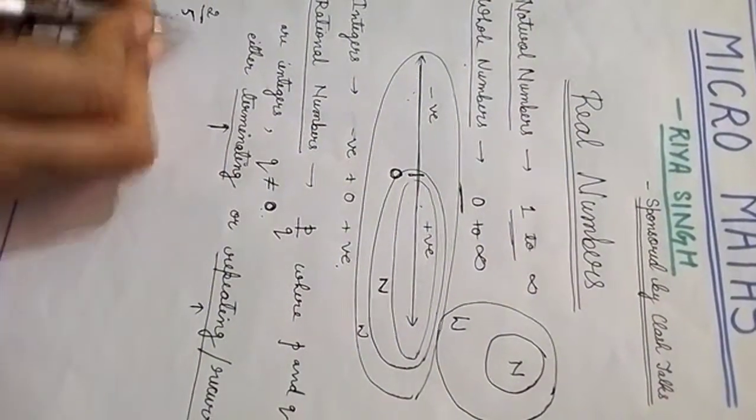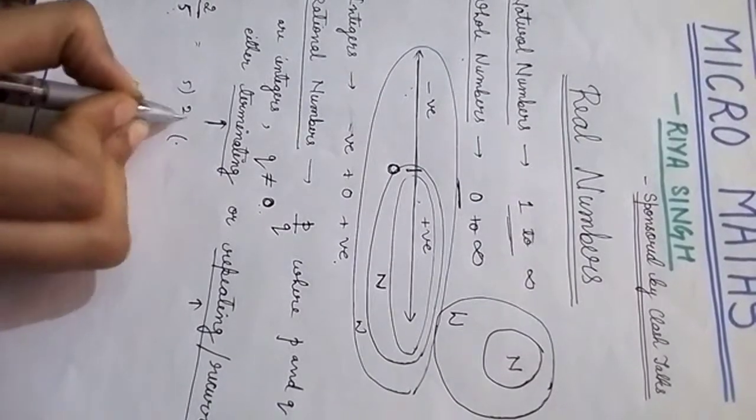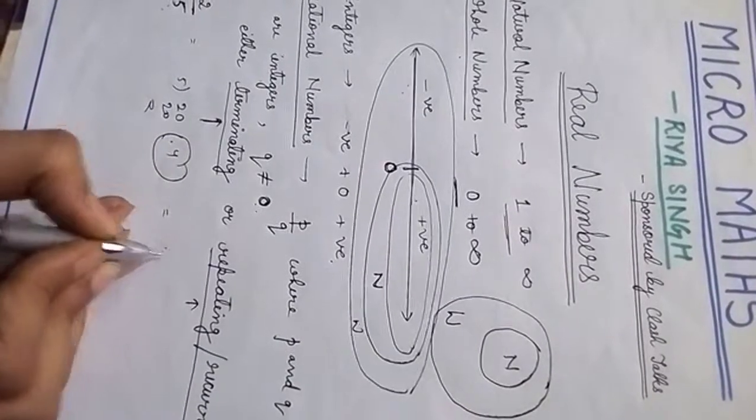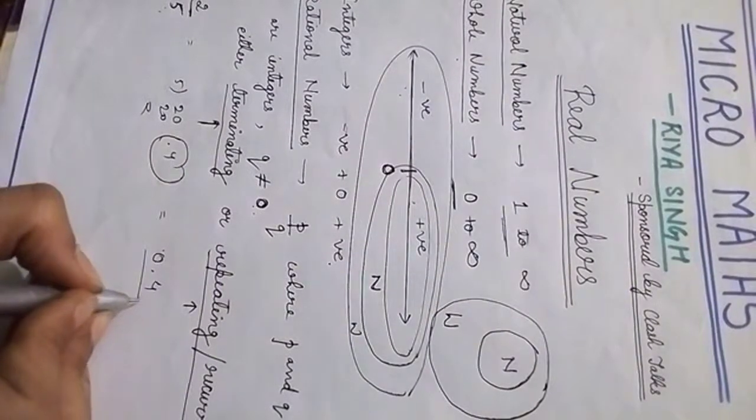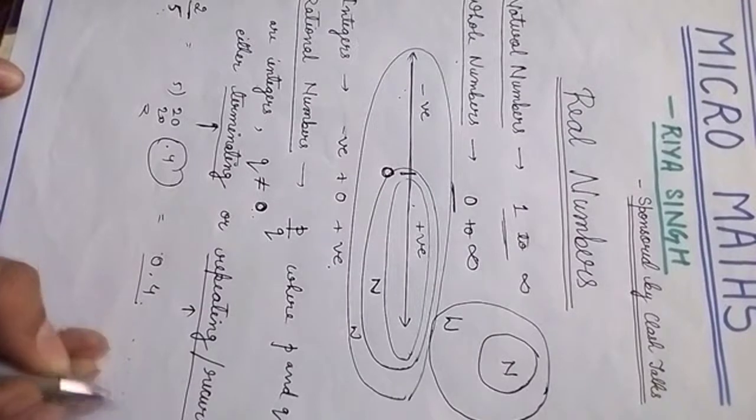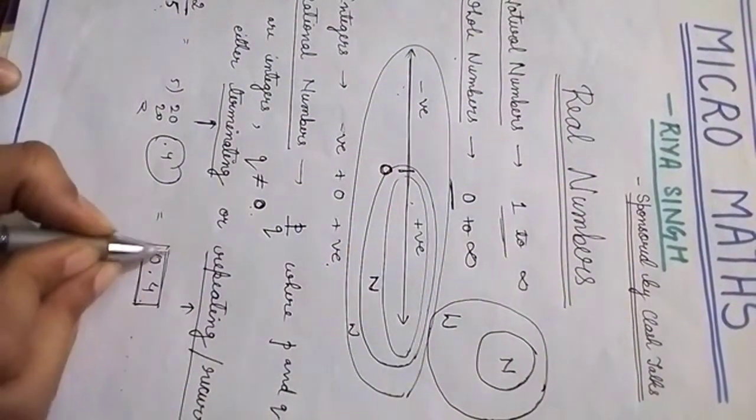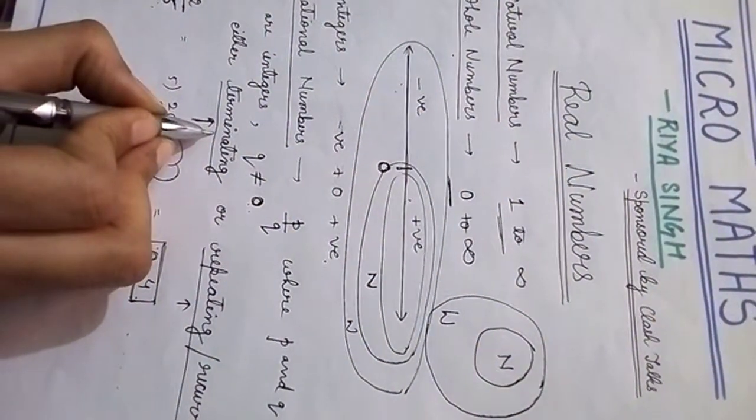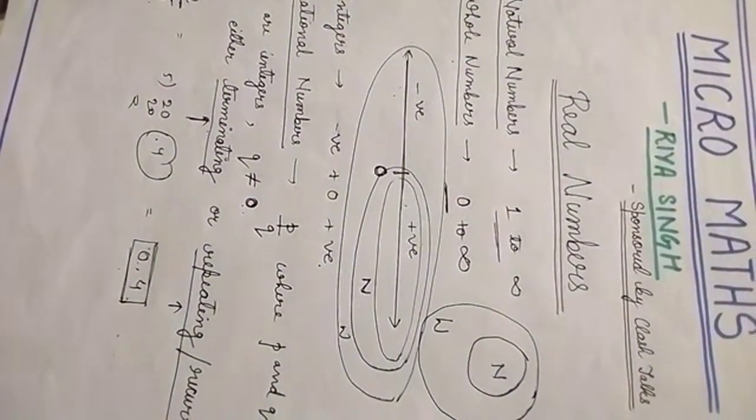When we see the decimal expansion of 2 by 5, we will find that what we get is 0.4. Okay, this 0.4 has no numbers repeating or recurring, which means it has terminated. It has stopped after certain digits. So it is a terminating decimal expansion. We will also take some examples of recurring decimal expansion.